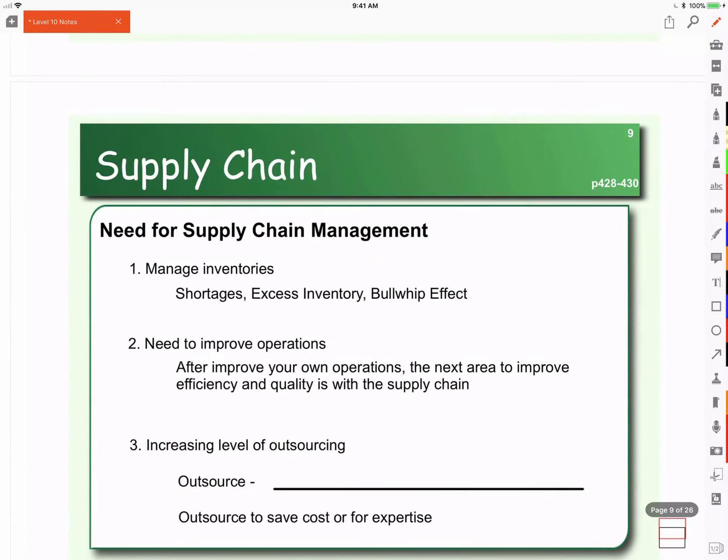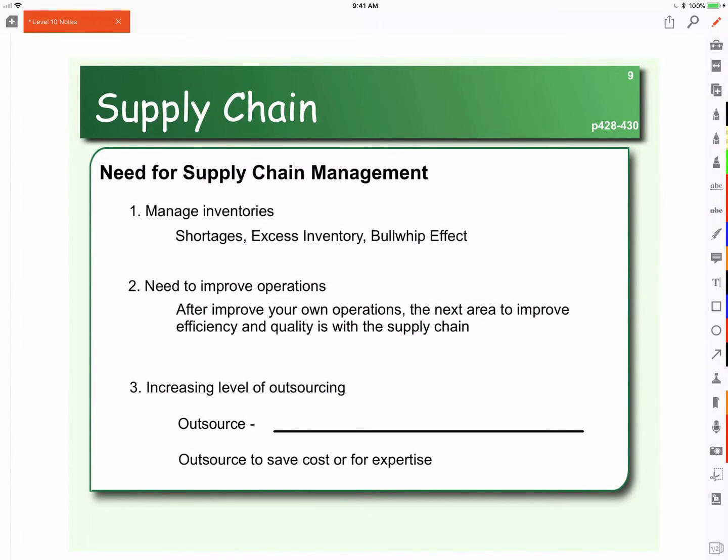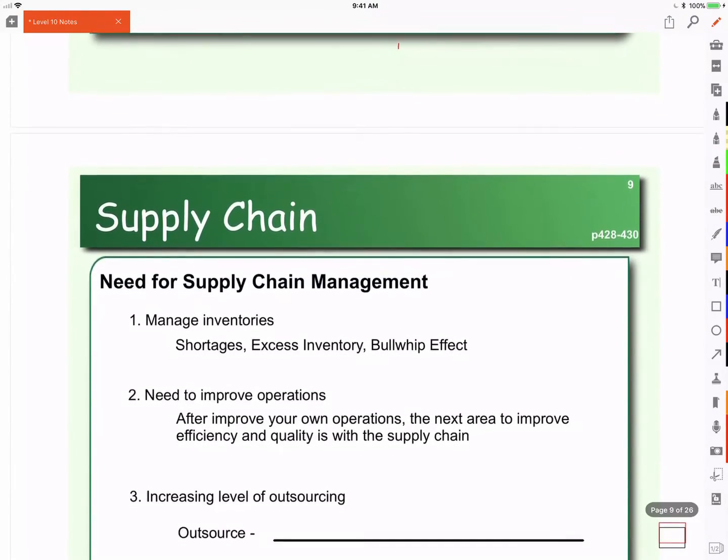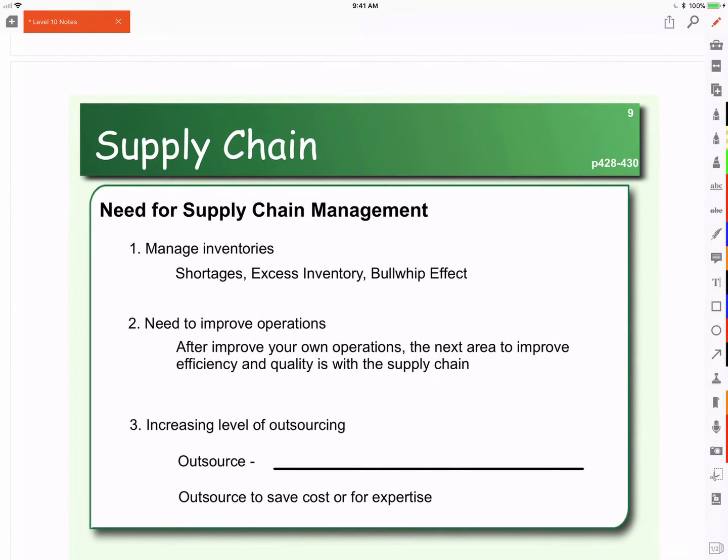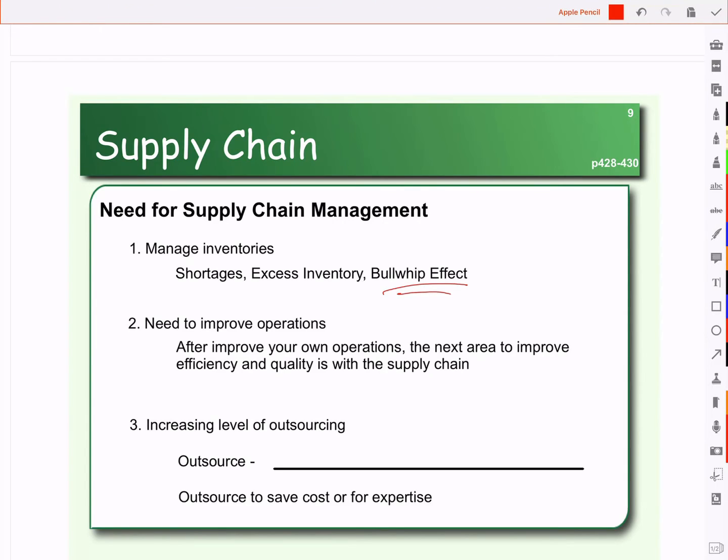So when it comes to the need for supply chain management, we need to manage our inventory. We don't want to have too much, we don't want to have too little, and we don't want the bullwhip effect where we swing back and forth between too much and too little.